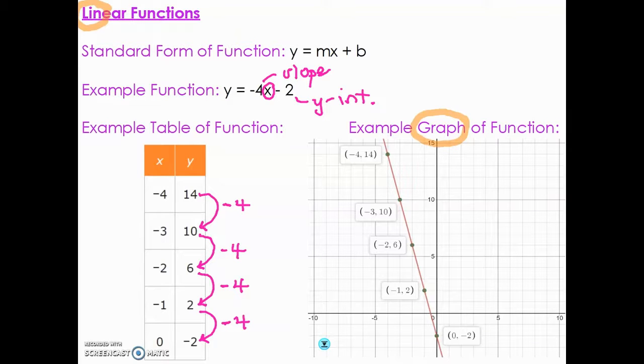I have a constant rate of change. That's how I know it's linear. It's linear if I have that constant rate of change of negative 4. Those are all the same numbers. That's my rate of change. This graph over here is actually this table. So you could always graph the table too to check if you're not sure if it's linear or not.